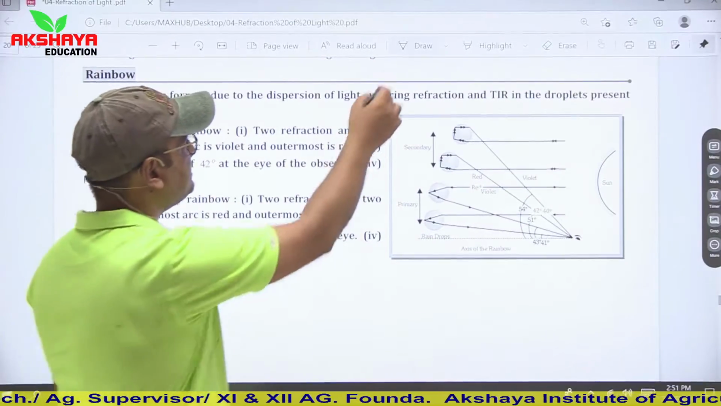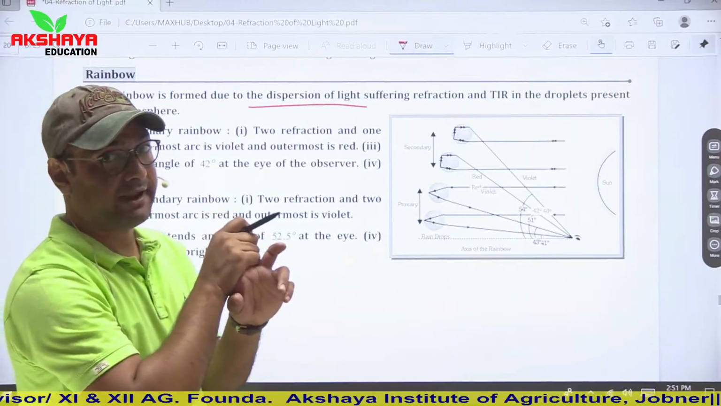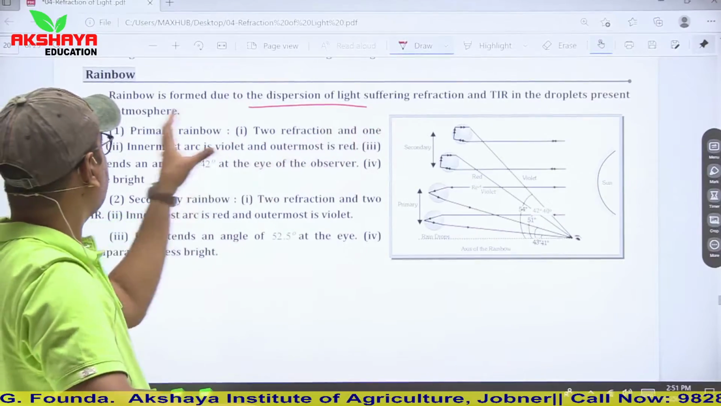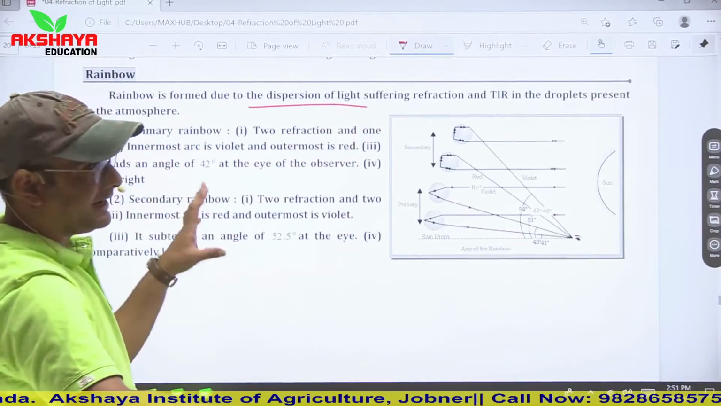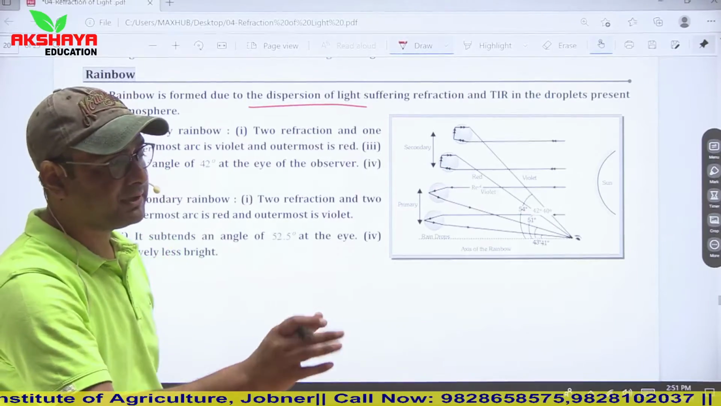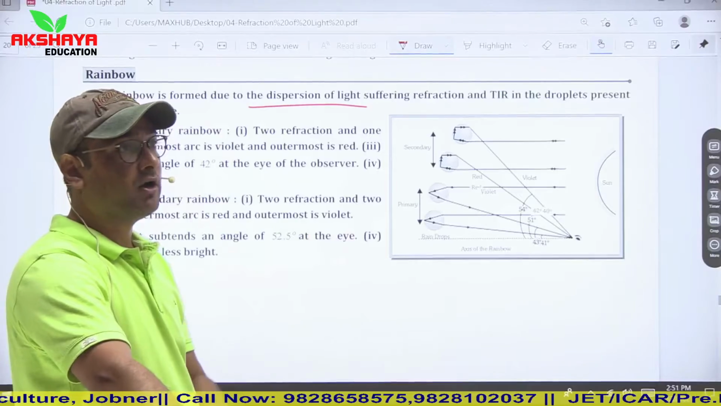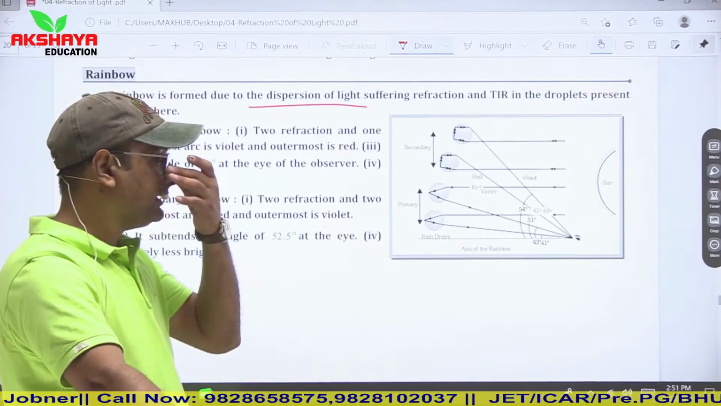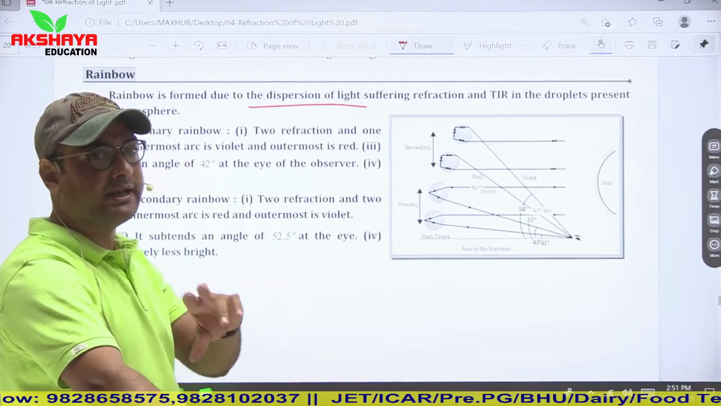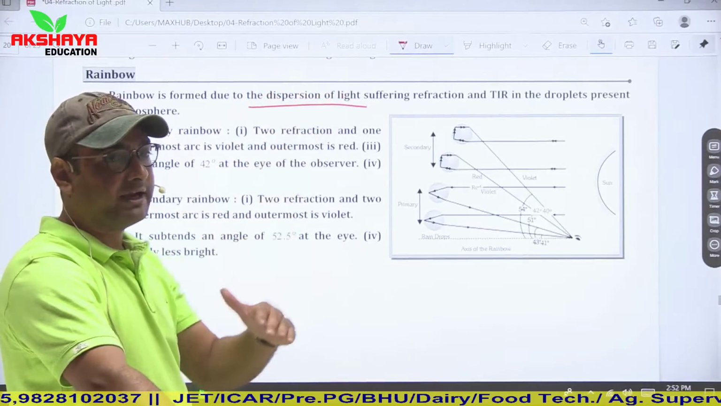So rainbow is basically formed due to dispersion of light, refraction and total internal reflection in the droplets present in the atmosphere. Rainbow can be formed in two ways, primary and secondary. So simply in a rainbow you have seen a layer of 7 colors of VIBGYOR. So in one type of rainbow, violet is at top and red is at bottom, and in the second type of rainbow, red is at top and violet is at bottom.